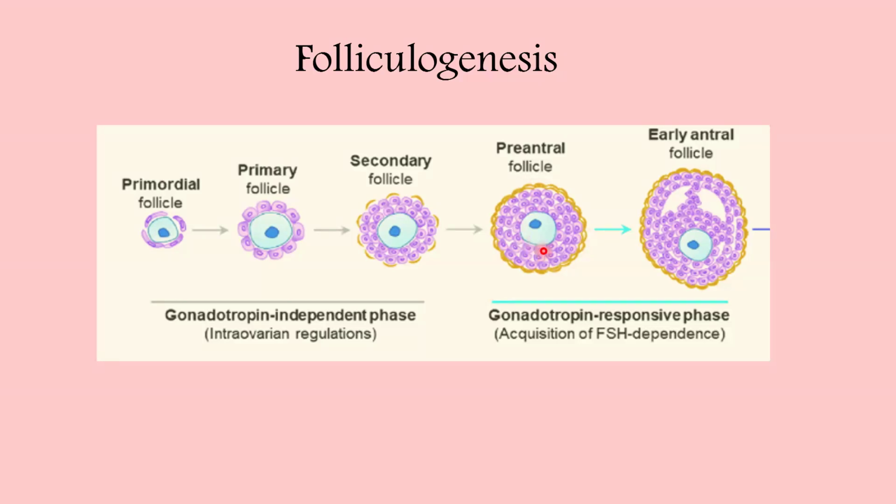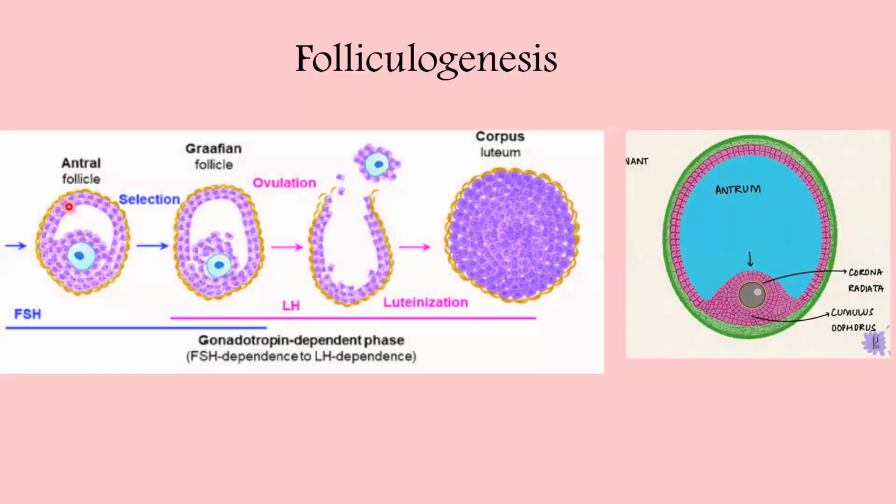And then from the preantral to the early antral follicle, the difference is that, as you can see here, there are multiple fluid-filled spaces that appear within the granulosa cell layer, okay? And when these spaces join together and form one full space filled with fluid, this is called the antral follicle. As you can see here, this is the antrum. The antrum is a big space filled with fluid. Once the antrum is formed, this is called the antral follicle, okay?